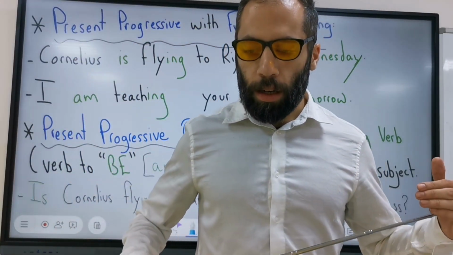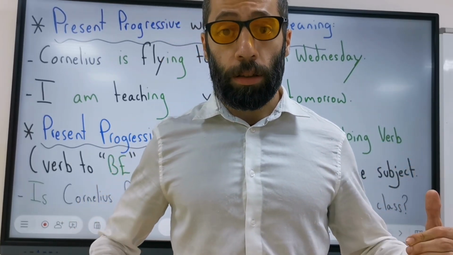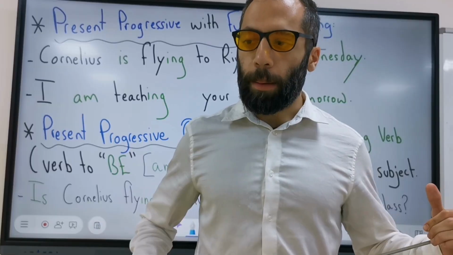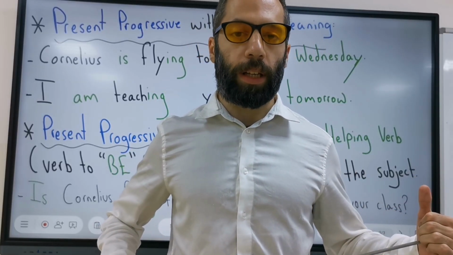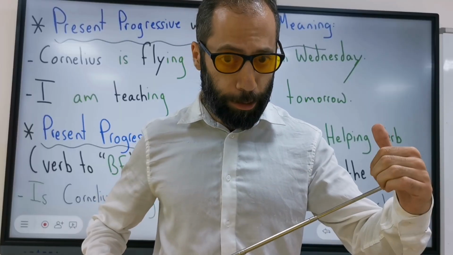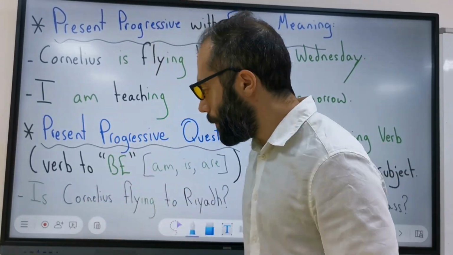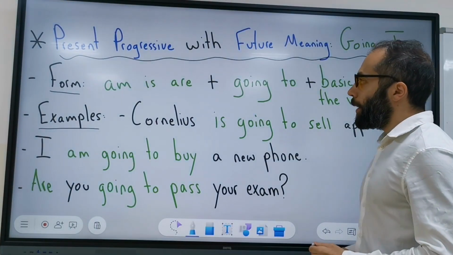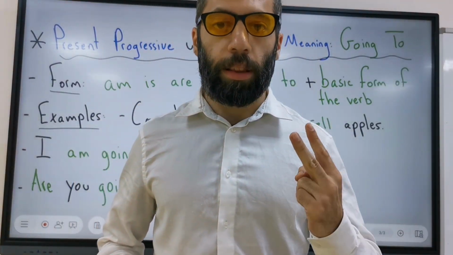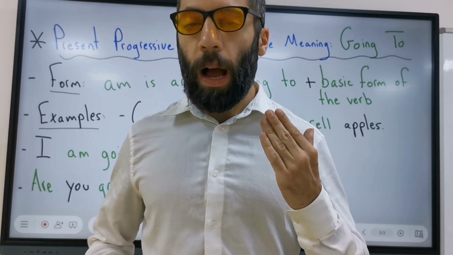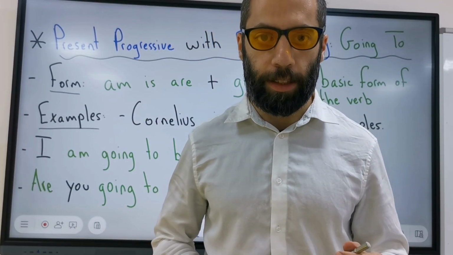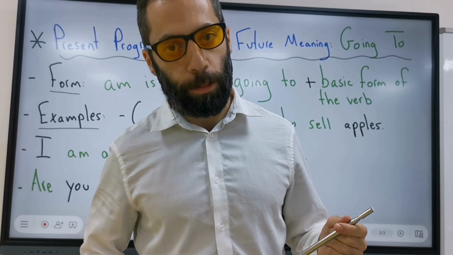Now, because we are on the topic of the present progressive being used for the future, I'm going to show you another example of how we can also use the present progressive in the future as well. So stay with me. We can also use the present progressive for the future with going to. So how does this form look like? It's part of your lesson. It's an important part in your lesson. So how does this form look like?